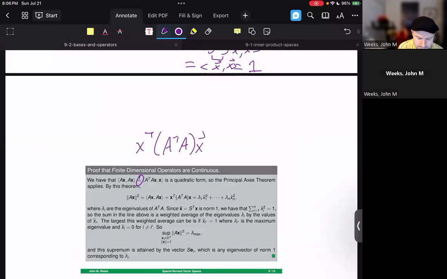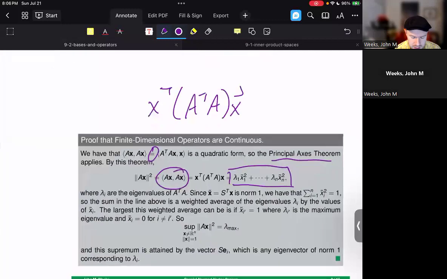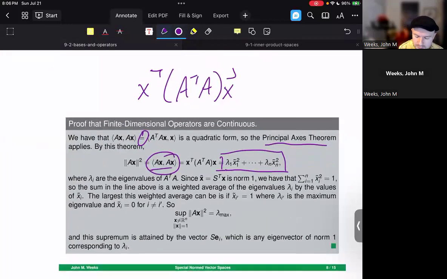vector x. Since it's a quadratic form, the principal axis theorem is going to allow us to write anything in this inner product form as a sum of squares where the scalars are the eigenvalues lambda 1 through lambda n. Since this is a quadratic form, this is equal to this, but the norm of Ax with itself is also equal to the norm of Ax squared.